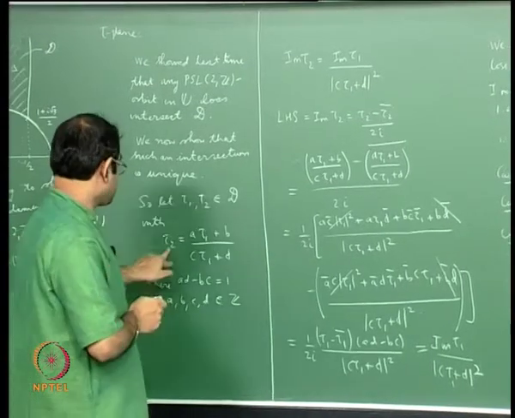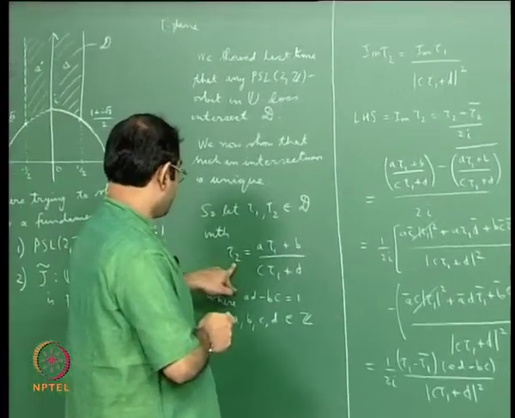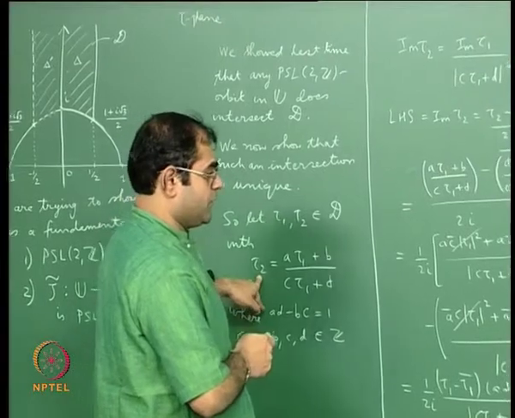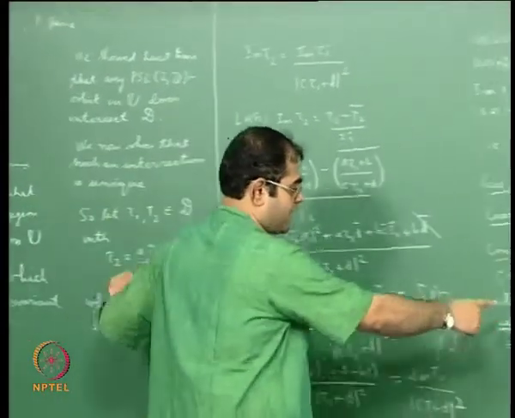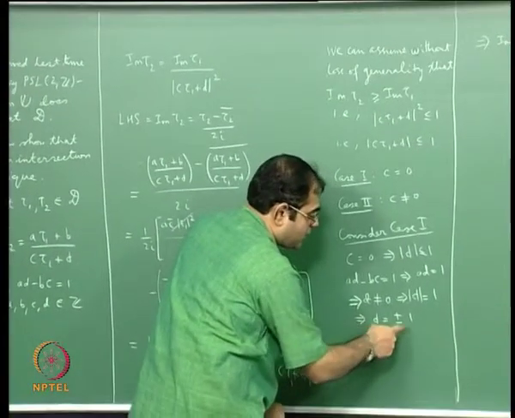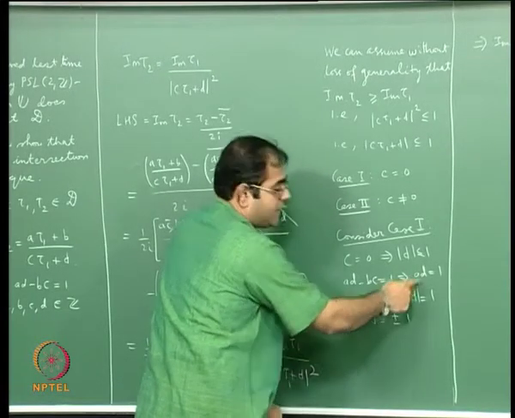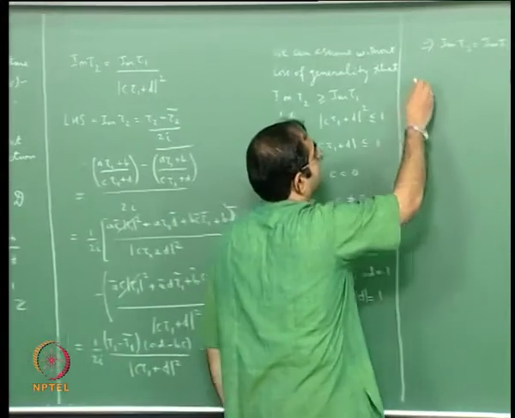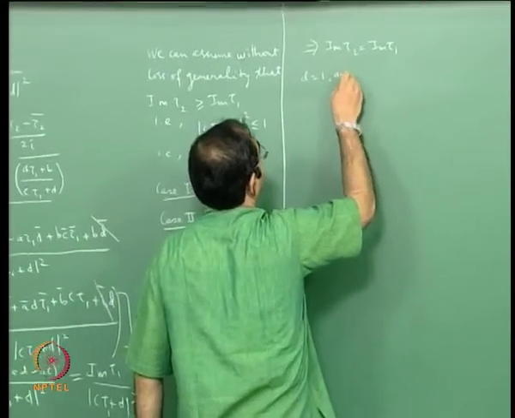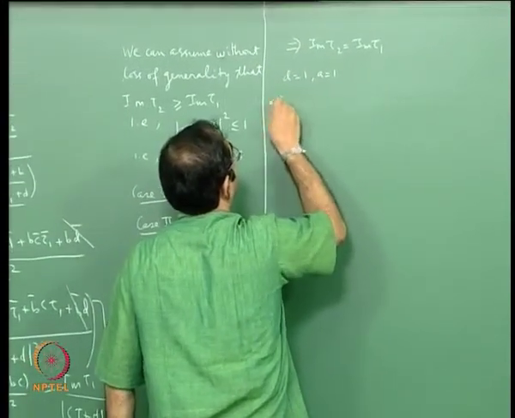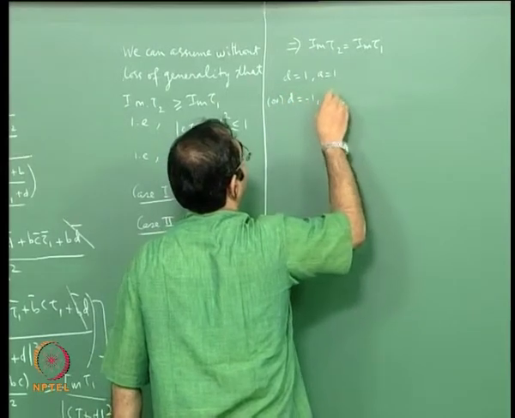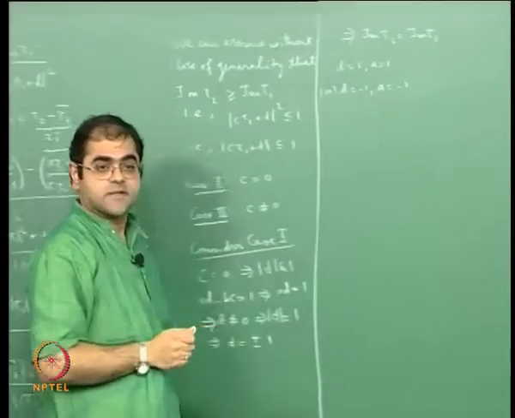so I'll also get here tau 2, yeah, of course I should also write here, when corresponding to d equal to plus 1 I will get a equal to plus 1, when d is minus 1 I will get a is minus 1, so I will get d is equal to 1, a is equal to 1, or d equal to minus 1, a equal to minus 1, these are the two cases I get.